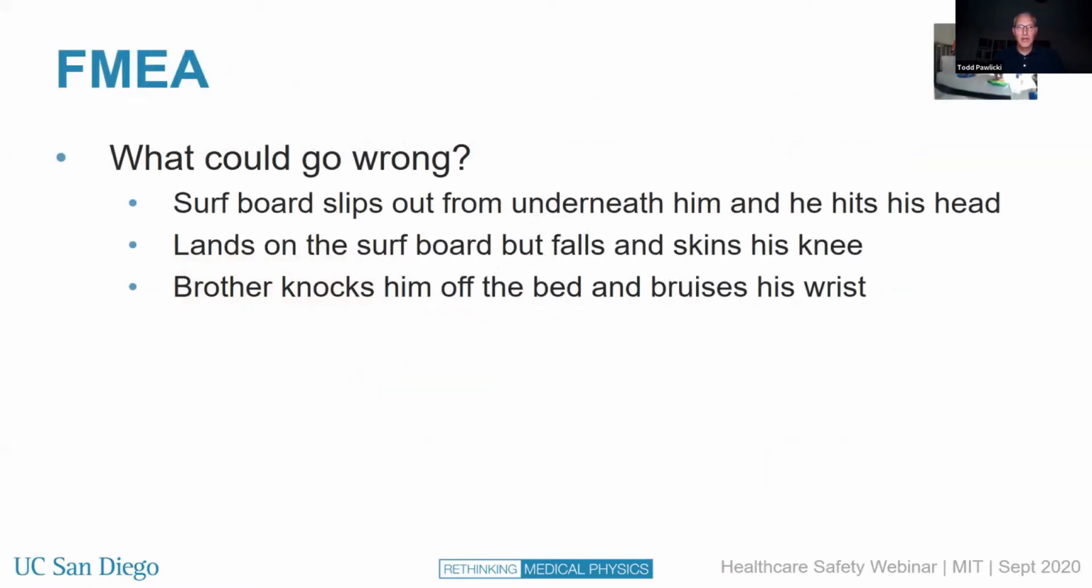So we start by asking ourselves what could go wrong, and then you brainstorm ways that could happen and what the resultant accident would be. Here are three of them. The surfboard slips out and the boy hits his head. The boy lands on the surfboard but falls and skins his knee. Or one brother can knock the other off the bed and bruise his wrist. Now you take one of these and you dive into a deeper analysis. We're going to dive into the surfboard slipping out from underneath the boy and he hits his head.